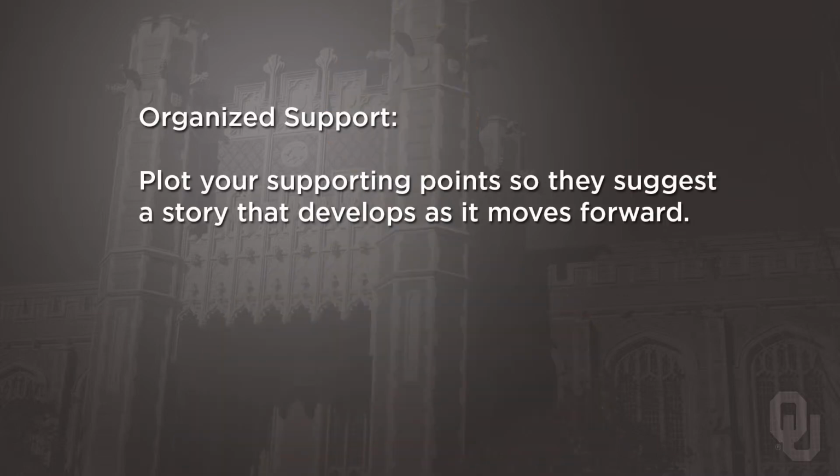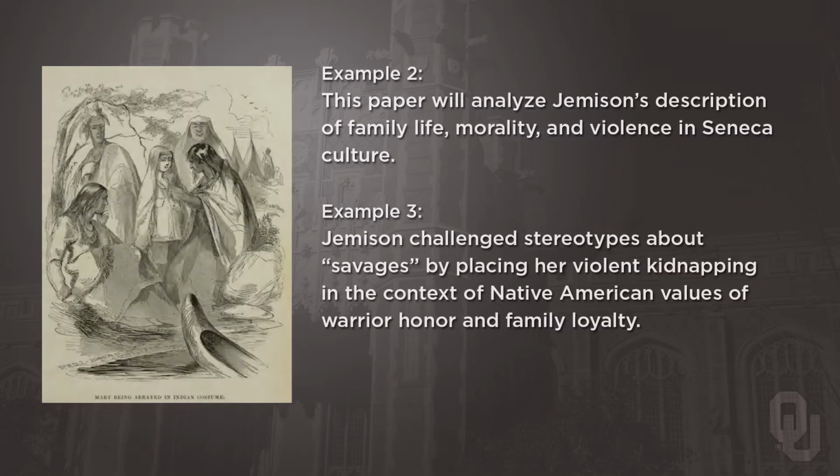Tip number 2 for refining your thesis is to plot your supporting points so they suggest a story that develops as it moves forward. Notice the difference between one of our preliminary theses and the final version. The working version simply lists family life, morality, and violence as 3 unconnected aspects of Seneca culture. There's no sense which is more important, which comes first, which caused which.